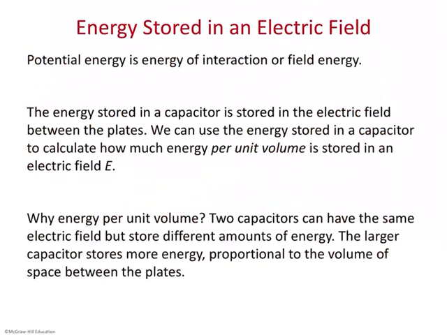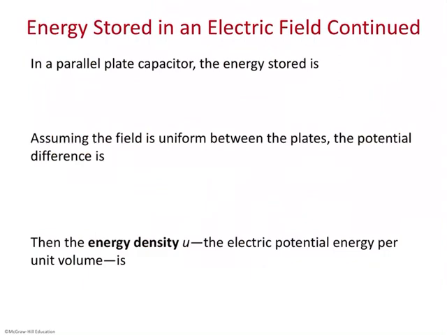All right, so energy stored in electric field. So potential energy is energy of the interaction or field energy. So the energy stored in a capacitor is stored in the electric field between the plates. And we can use the energy stored in the capacitor and then calculate how much electric field there is even. And how much energy per unit volume is stored. So we've got a few more equations, and then this is actually the last slide. So in a parallel plate capacitor, the potential energy is 1/2 times the capacitance times the voltage squared.